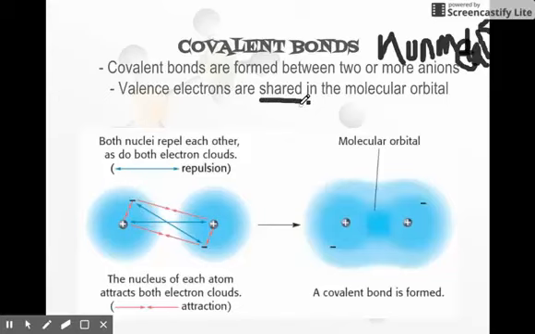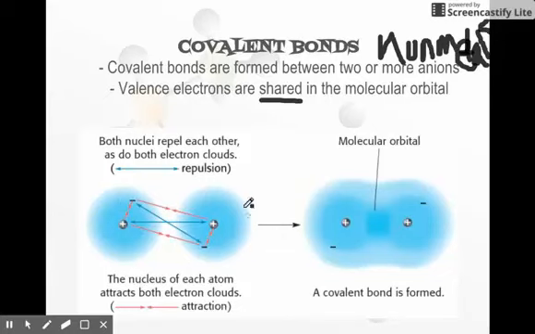So if we remember, ionic bonds were formed from the transfer of electrons. One atom became positive when it lost electrons, one atom became negative when it gained electrons, and that attraction held the bond together. So covalent compounds or covalent bonds are held together by the sharing of electrons. So here you can see a picture of what that electron cloud would look like.